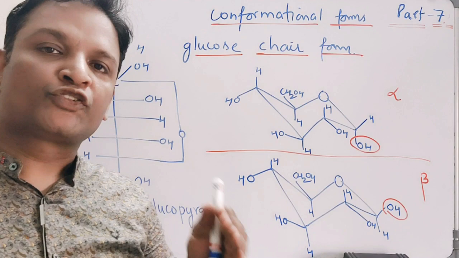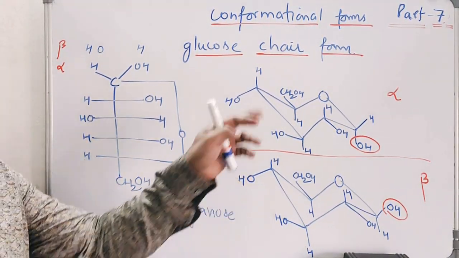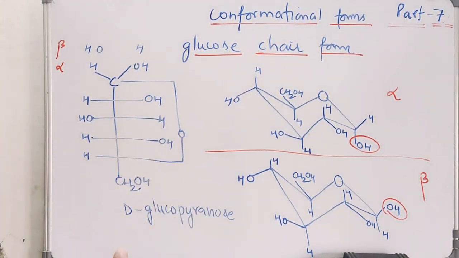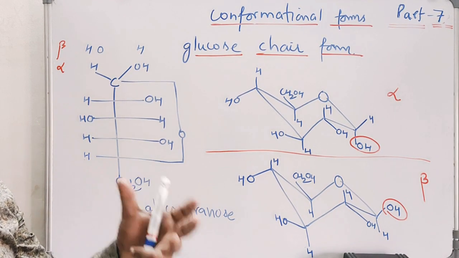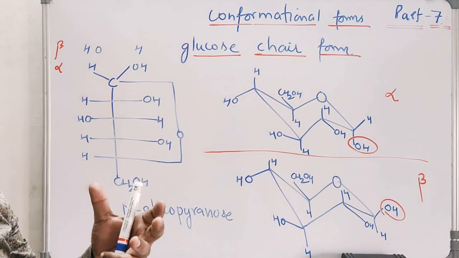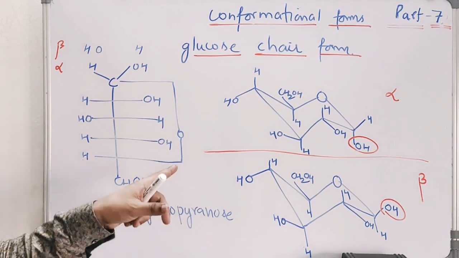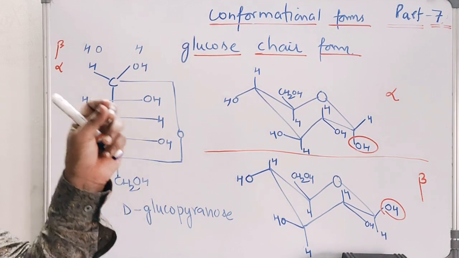So after the Fischer form and after the Haworth form, we are moving toward another form which is called the conformational form of sugar. Conformational form means chair form. Sugar is a 6-membered ring. When we consider the sugar pyranose form, it is a 6-membered form, and the 6-membered form exists in a chair form.